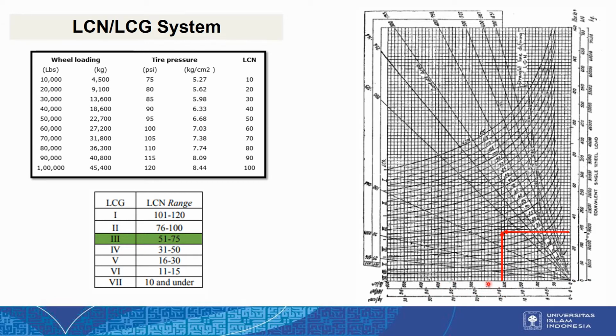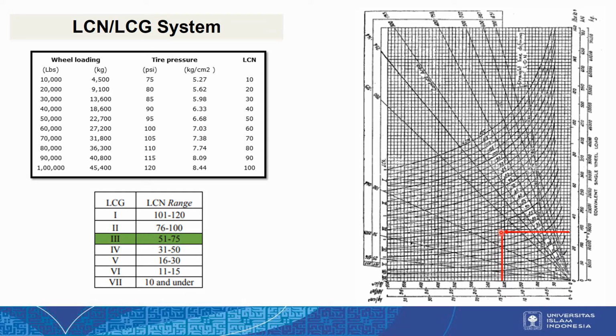So if we want to look for the LCN value or LCN number, we first have to know the wheel loading or the equivalent single wheel load here. For example, if we have the equivalent single wheel load here, then we project it horizontally, and this is for the tire pressure, and we will project it vertically.